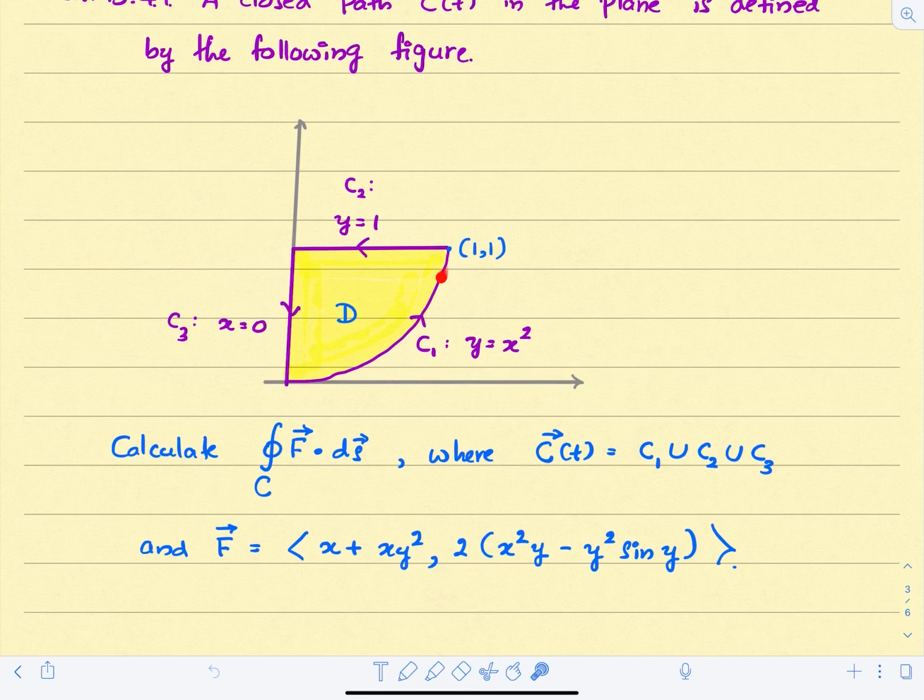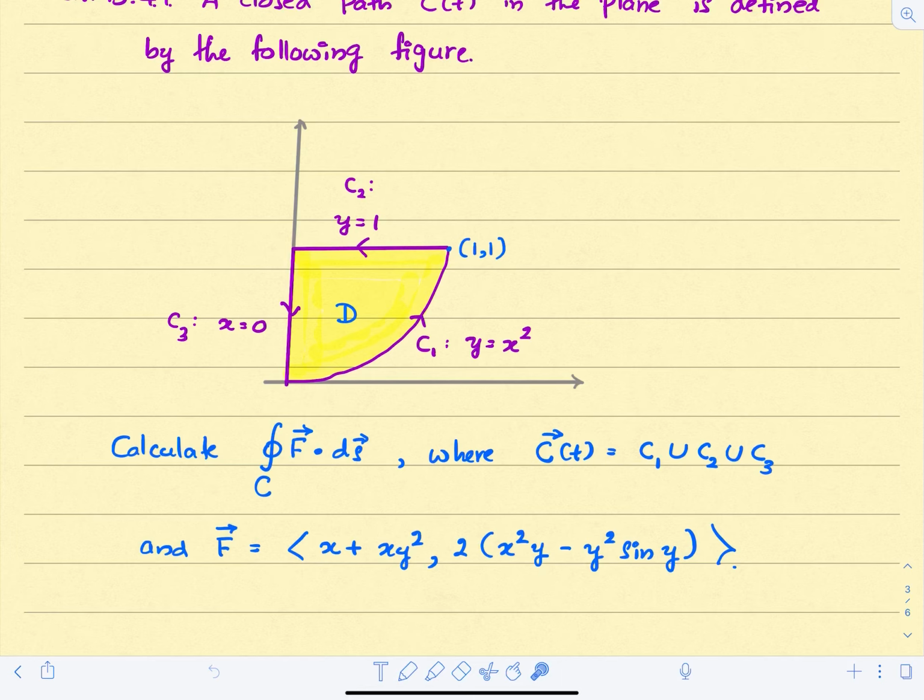The path C1 is a part of a parabola y equals x squared, and then it's going to connect to the line y equals 1, and then the end curve is x equals 0, this vertical line. Now if you consider the union of these three curves, you will get a closed curve. Now in this problem, our goal is to evaluate this line integral of f dot ds, where C is the union of these three curves and f is this vector field.